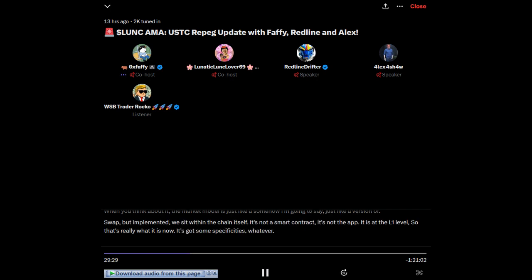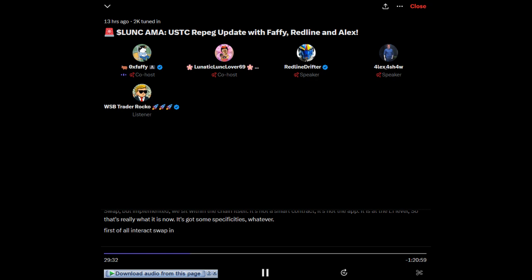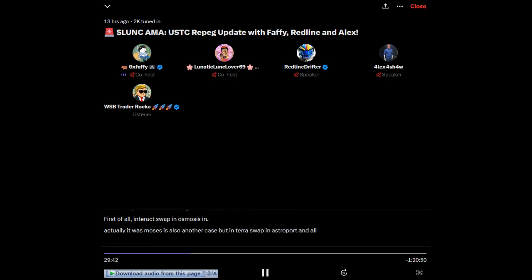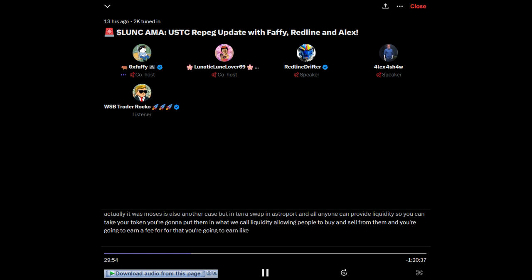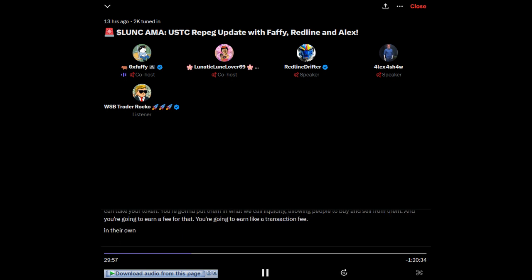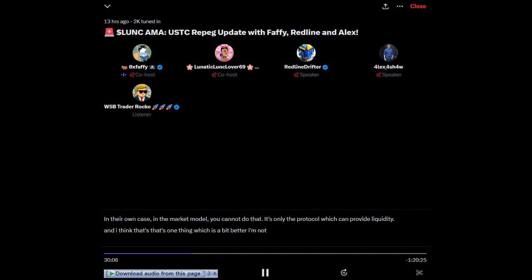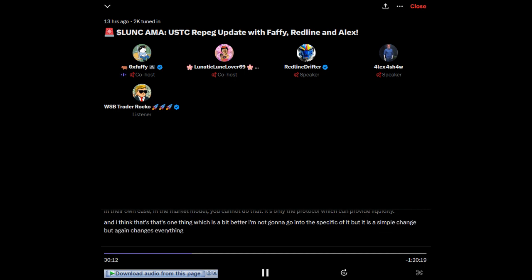Now it's got some specificities. What are they? First of all, in TerraSwap, in Astroport and all, anyone can provide liquidity. You can take your tokens and put them in what we call liquidity, allowing people to buy and sell from them, and you're going to earn a fee for that. You're going to earn a transaction fee. In our case, in the market module, you cannot do that. It's only the protocol which can provide liquidity. And I think that's one thing which is a bit better. I'm not going to go into the specifics of it, but it is a simple change that again changes everything.